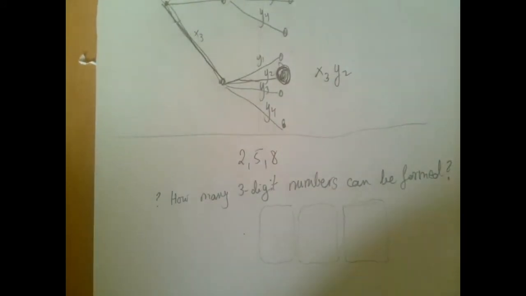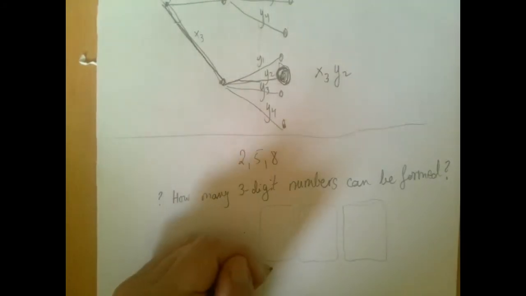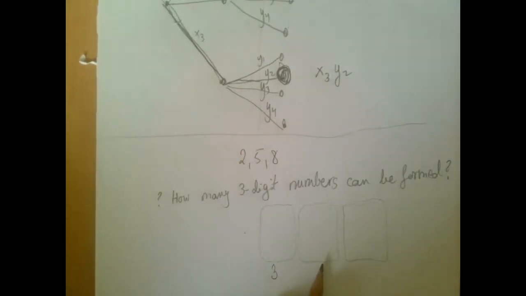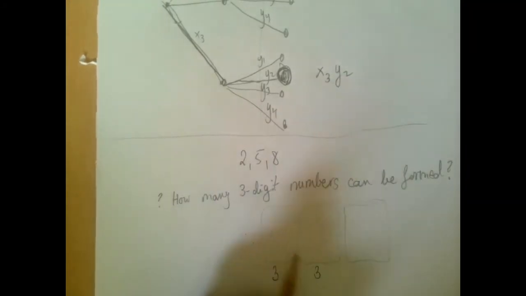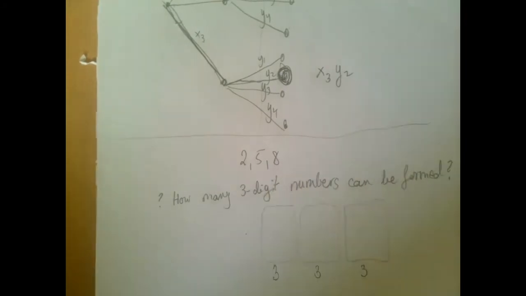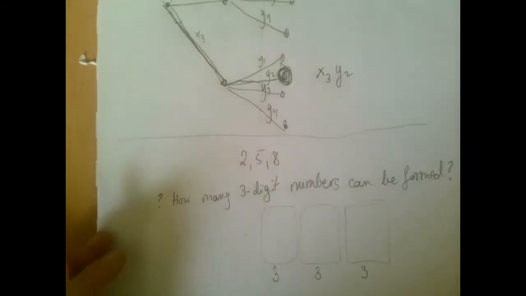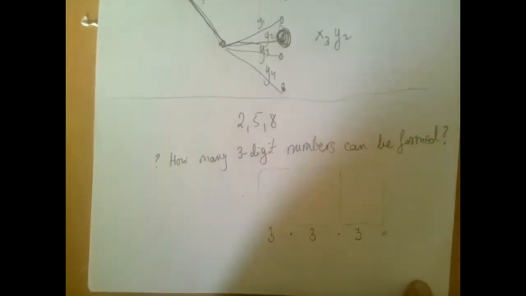So imagine that we are about to generate a 3-digit number. How many choices do we have for the first digit? Well, we can use 2 or 5 or 8. That's 3 choices. How many choices do we have for the second digit? Well, completely independent of the first, we have all 3 choices again, because repetition of digits is allowed. If you're not sure, ask yourself, is 255 a 3-digit number? Yes, it is. So we have 3 options to fill out the second slot, and we have 3 options to fill out the third one. And because these choices are independent of each other, the total number of outcomes is 3 times 3 times 3, which is 27.